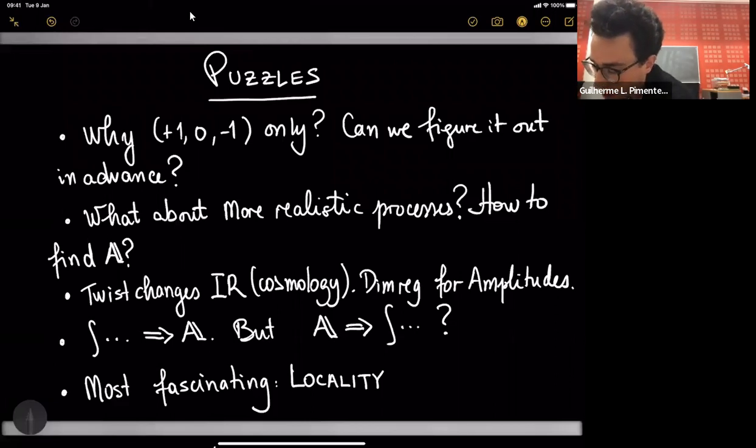The other thing is, from the integral representation, I know how to find A. But if you hand me an A, I don't know if I can find some interesting integral representation for the entries. But the most fascinating thing, and that I'll spend the last couple of minutes discussing, is the issue of locality. Because remember, this system D plus A equals 0 is describing a local process in space-time.